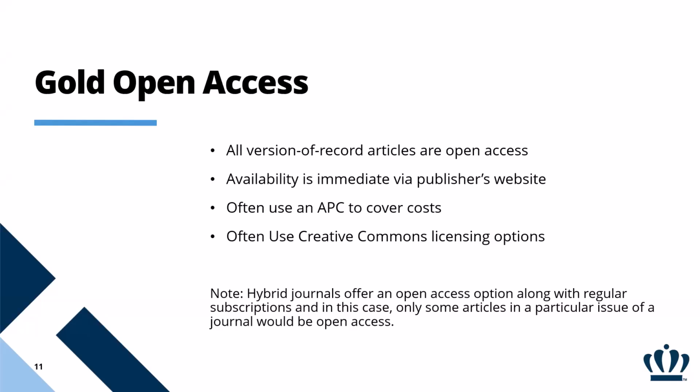In what's called gold open access, an article becomes openly available immediately upon publication on the publisher's website. And an article processing charge, or APC, is often used to cover the costs. And a Creative Commons license, which we'll go into in a little bit as well, is often used to outline the reuse options of that paper. You may have also heard about hybrid journals. And in these cases, open access options along with regular subscription access are offered for articles within the same journal.